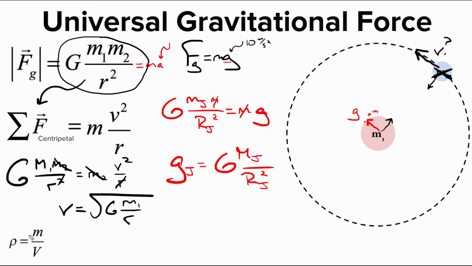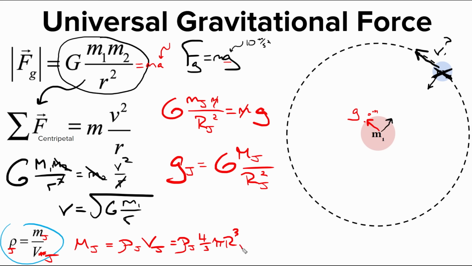And then sometimes the AP makes you deal with densities instead of masses. That's fine. If you wanted to get this formula in terms of density of Jupiter, if density of Jupiter equals the mass of Jupiter over the volume of Jupiter, well, that means the mass of Jupiter is just the density, rho, density of Jupiter, times volume of Jupiter. Well, what's the volume of Jupiter? Jupiter's a sphere. You're like, dude, I don't know what the volume of a sphere is, but they give it to you on the formula sheet. It's 4/3 pi r cubed, and that's the radius of Jupiter.